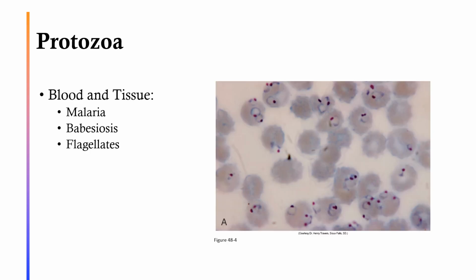Other protozoa can be found in the blood and tissue, such as malaria, Babesia, and flagellates like Leishmania and Trypanosoma. Shown here is an image of Plasmodium falciparum, and you can see the intracellular ring forms.